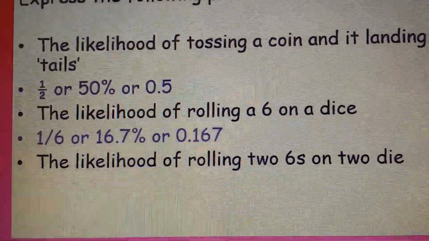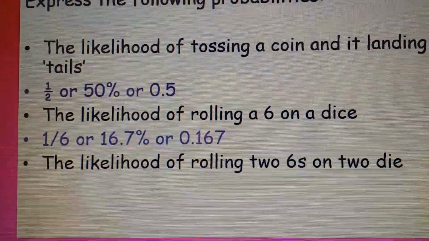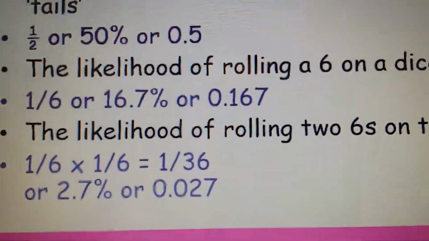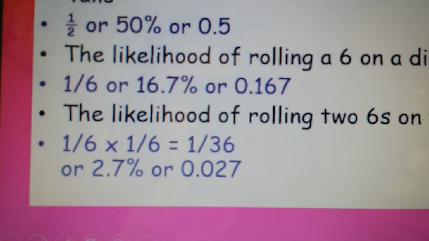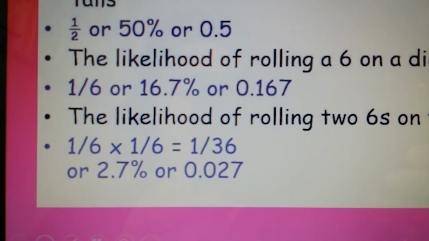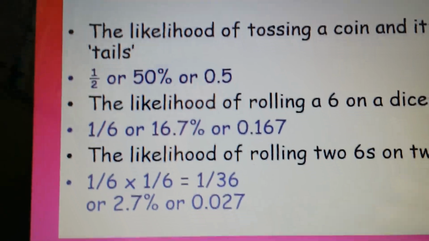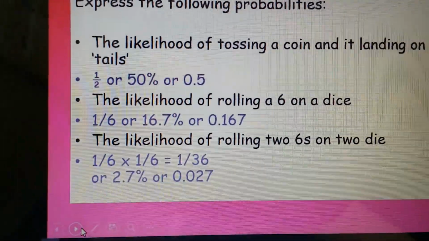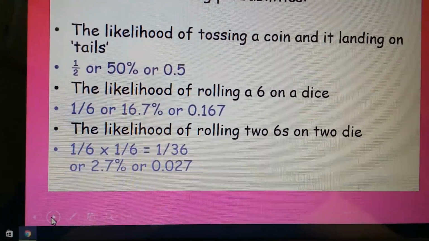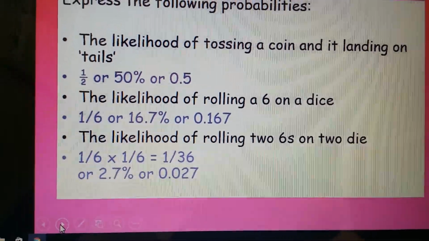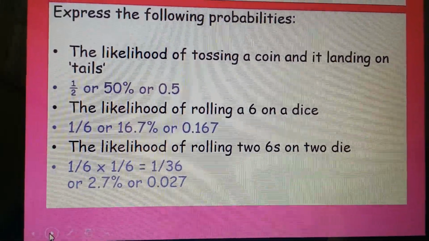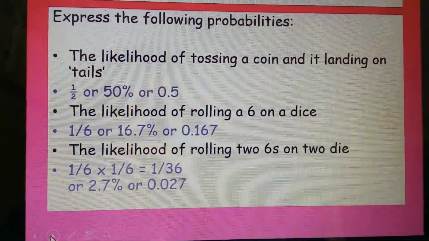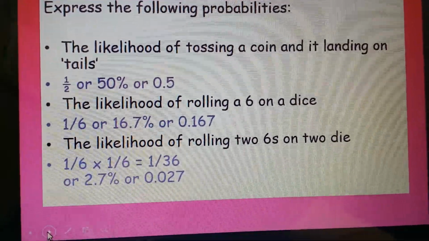The likelihood of rolling 2 6s on 2 dice would be 1/6 times 1/6 equals 1 out of 36. This would be 2.7% or 0.027. Again, notice the 3 ways that AQA want you to use numbers: fractions, percentages, or decimals.